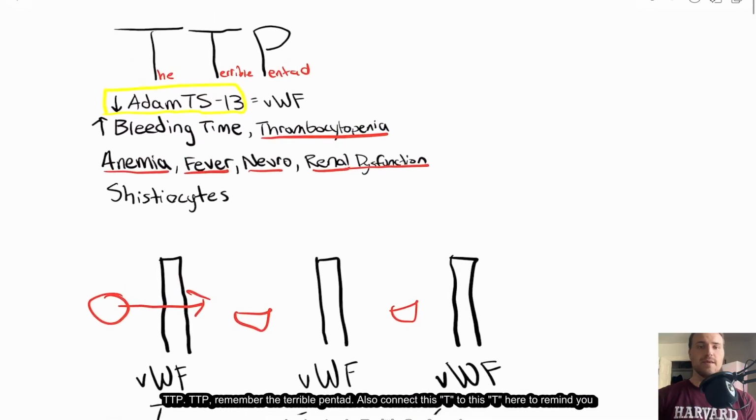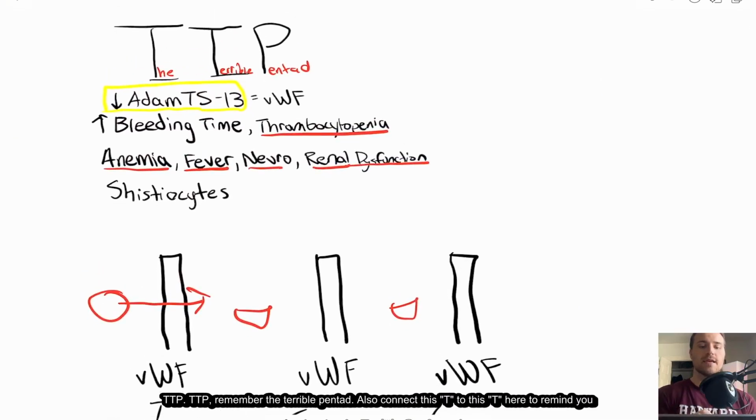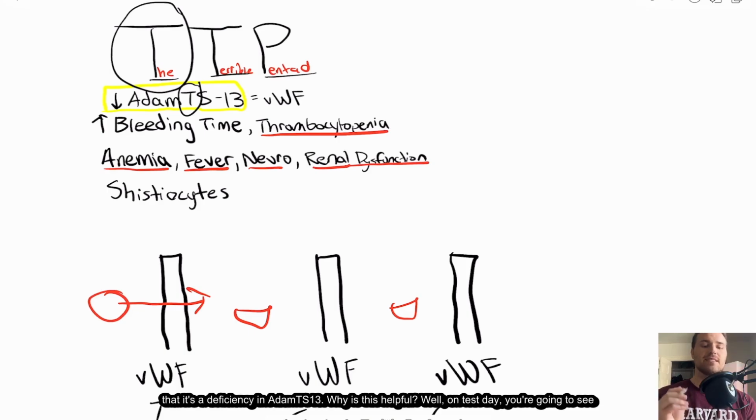TTP. TTP, remember, the terrible pentad. Also, connect this T to this T here to remind you that it's a deficiency in ADAMTS13. Why is this helpful? Well, on test day, you're going to see answer choices, and one of them is going to have this T in it, and you'll think, oh, TTP is connected with this T in ADAMTS13, and that'll really help you get the point right.